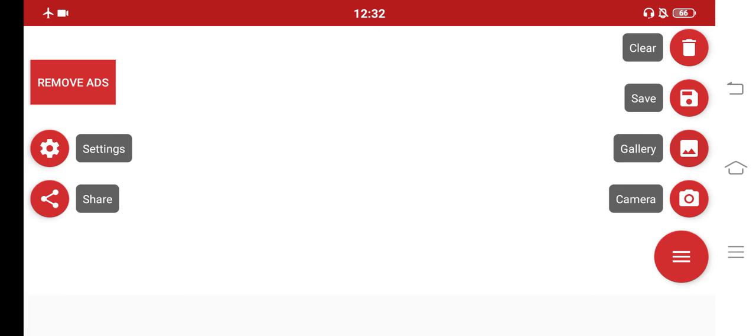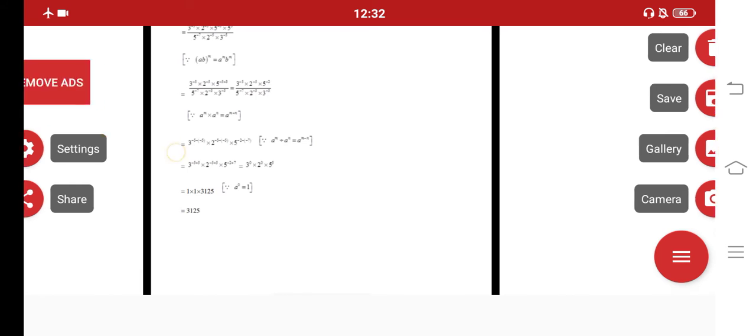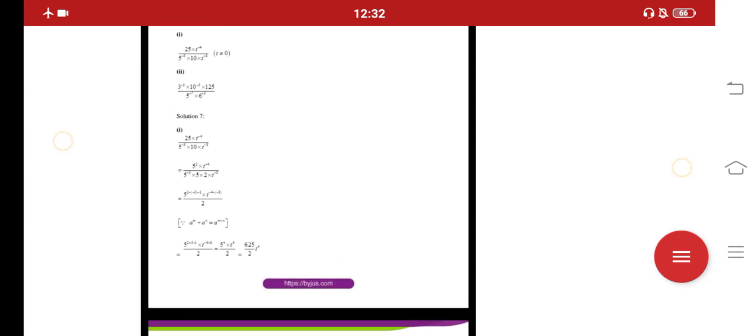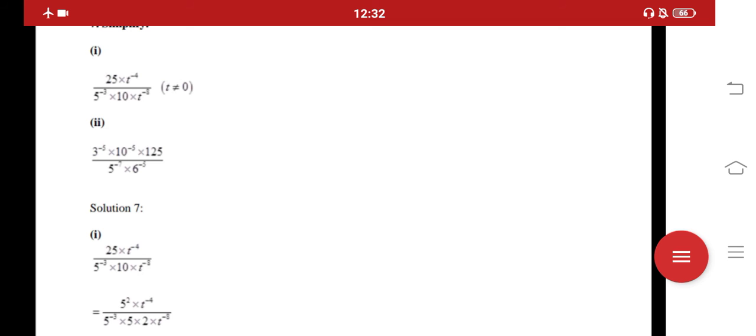Now let me show you question number 7. What is given in question number 7? This is our last question of this exercise. So see here, this is the last question: 25 into 2 to the power minus 4 upon 5 to the power minus 3 into 10 to the power minus 8. So what we have to do here?